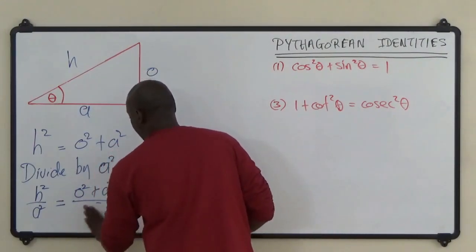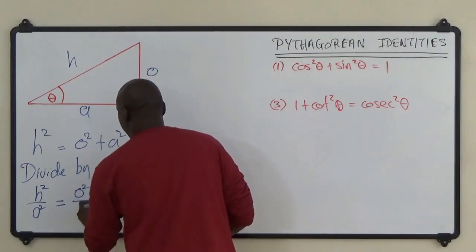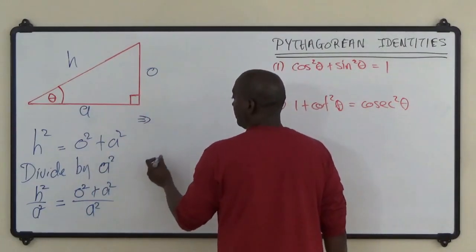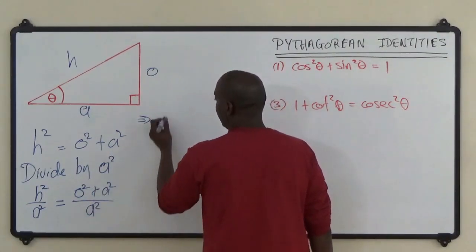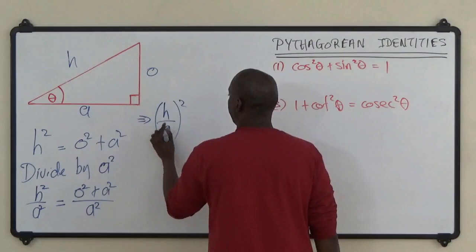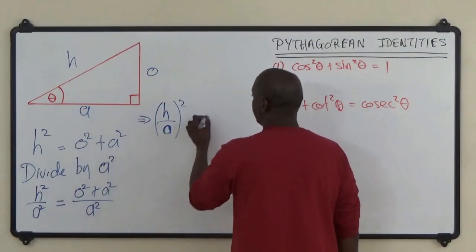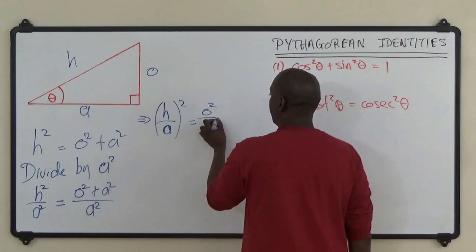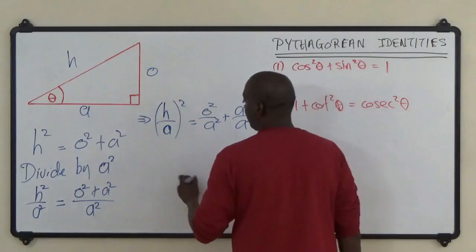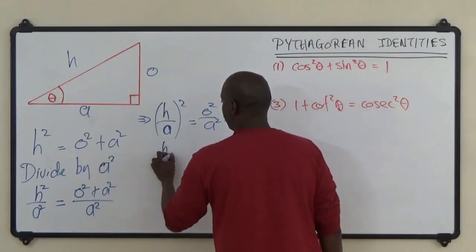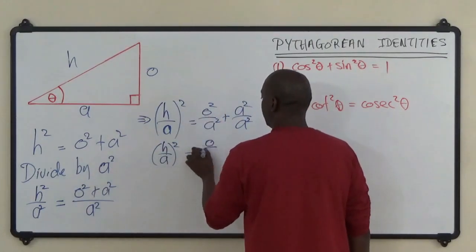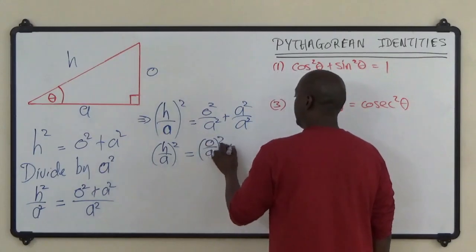I want to take some pains to make sure this thing is legible. Right, over a squared. So we come here now and we say that this h squared over a squared is the same thing as h over a, all to be squared, which is the same thing as o squared over a squared plus a squared over a squared. H over a, all to be squared. O squared over a squared is the same thing as o over a all to be squared plus 1.